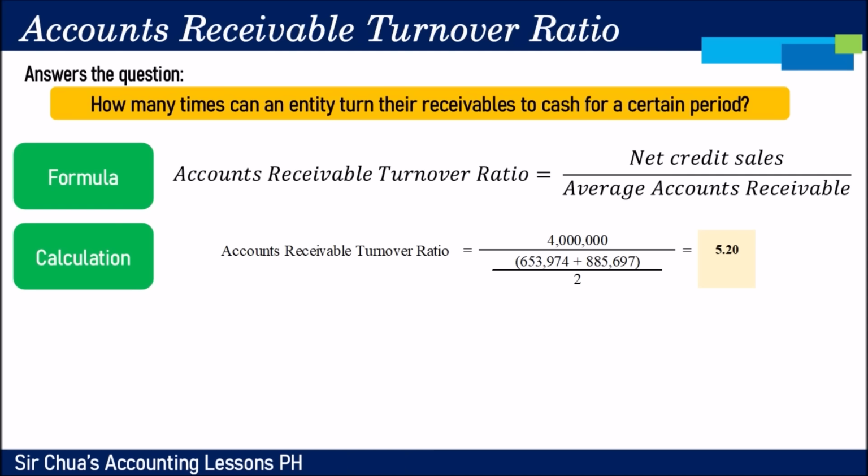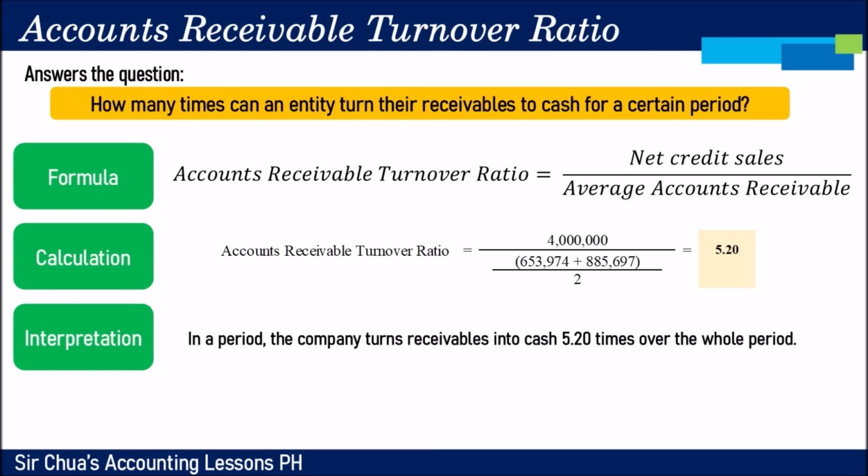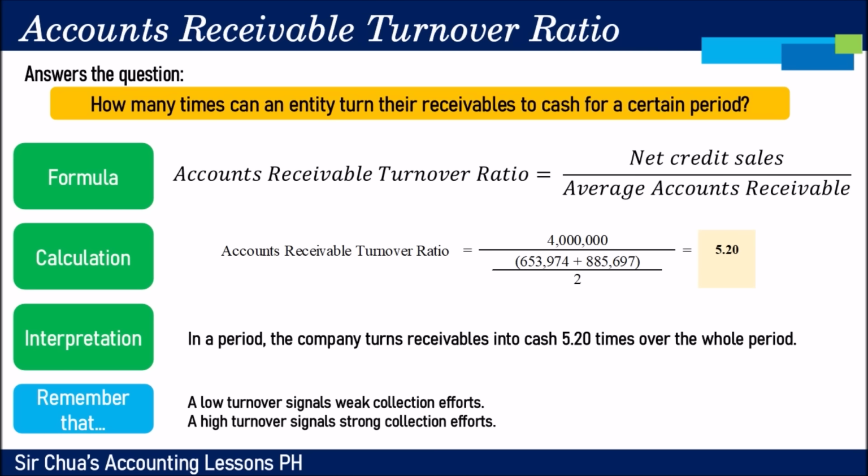You know the drill. You just get the 2020 and 2019 accounts receivable, then simply divide by 2. Okay? So, your accounts receivable turnover is 5 times. What's your interpretation? In an accounting period, the company can turn receivables into cash only 5 times during the whole year. Mabagal din yun, okay? Parang ang dating 5 beses ka lang nakakapaningil, okay? Remember that a low turnover signals weak collection efforts and a high turnover signals strong collection efforts. So, ang gusto nating mangyari, mas mataas pa yung ating accounts receivable turnover, okay?